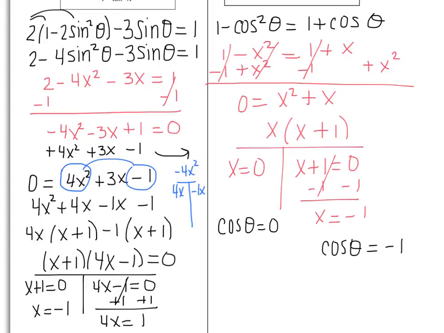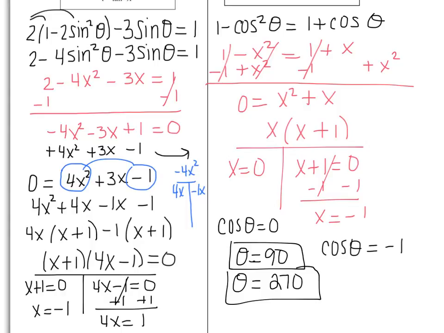So where on the unit circle is the x value equal to 0? And you should be telling me at 90 and 270. And then for the second part, cos theta equals negative 1, where is the x value equal to negative 1? You should be telling me 180. 3 answers for this one. Okay, we're going to try one more, and then you're going to be on your own for the last one.